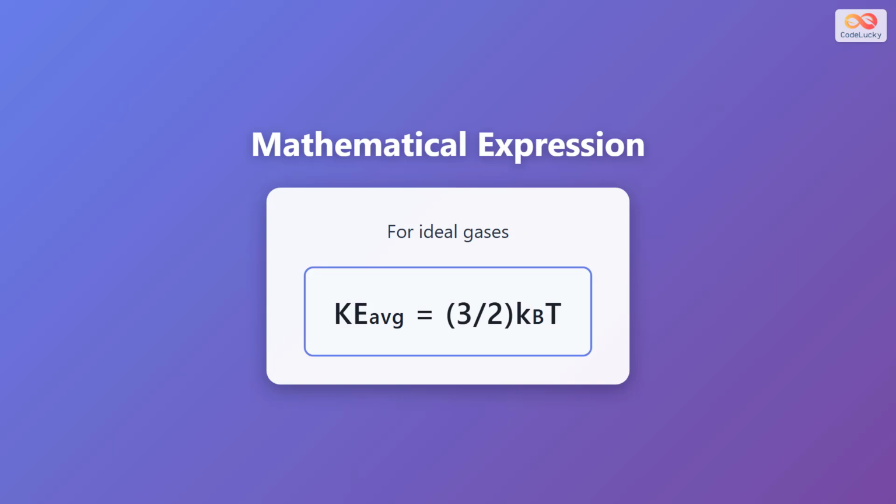For ideal gases, we have a precise mathematical relationship. The average kinetic energy equals 3/2 times the Boltzmann constant times temperature. This equation connects the microscopic world of individual particles to the macroscopic property we call temperature. The Boltzmann constant, represented by k sub B, is a fundamental constant in physics that bridges the gap between the atomic scale and our everyday measurements. This formula shows that if we know the temperature, we can calculate exactly how much kinetic energy, on average, each particle has.